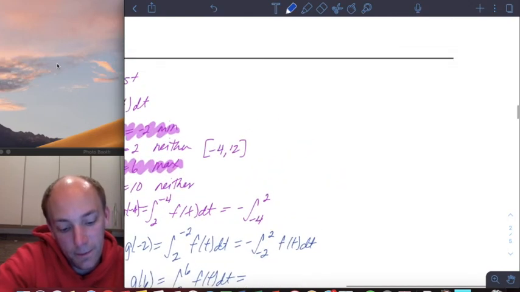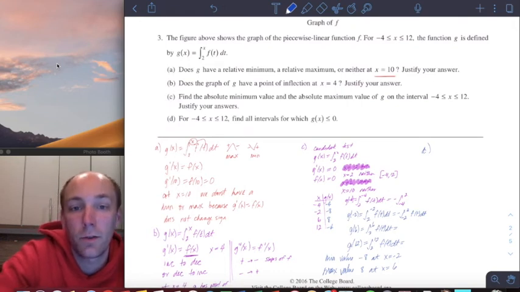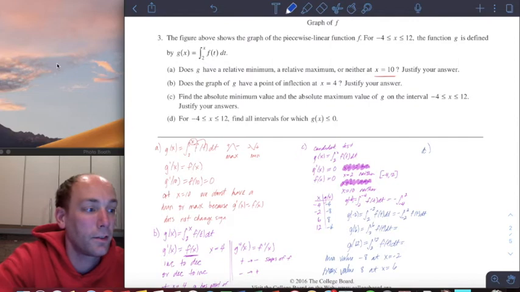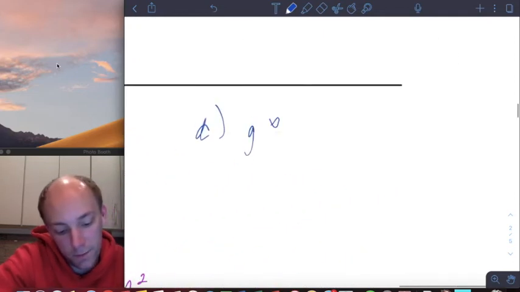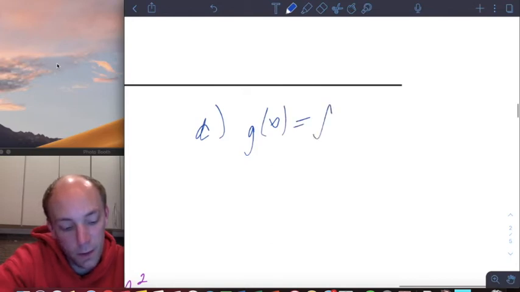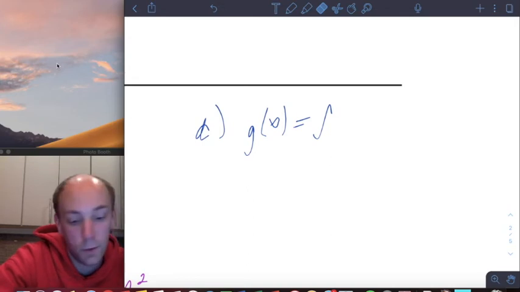For part D, for x between negative 4 and 12, find all intervals for which g of x is less than 0. Okay, so g of x is equal to the integral from, let's see, what was it, 2? Yep, 2 to x.